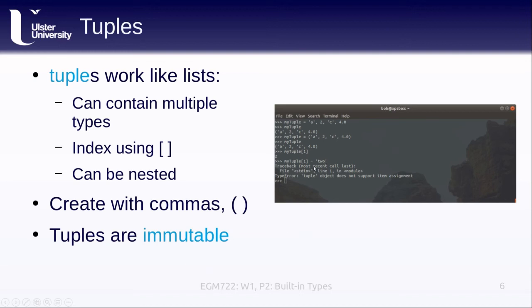So you see here trying to replace the second element of our tuple with a new value, and we get a type error which says that the tuple object does not support item assignment. This is the same error that we saw with strings because we can't actually overwrite the values of the tuple once we've created it.